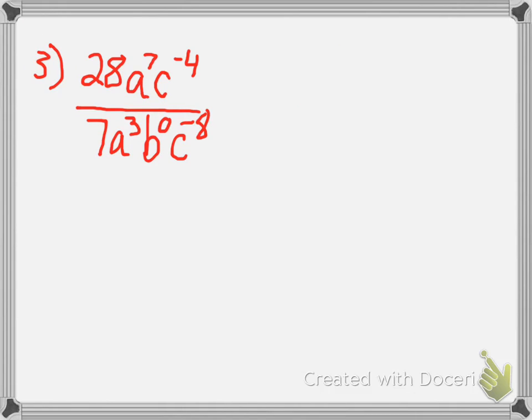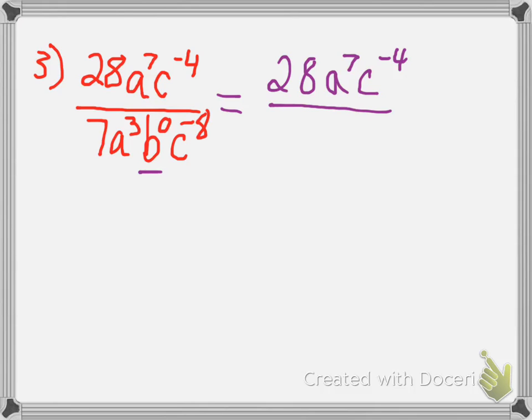This last one, the first thing you want to look for is, do you have any 0 exponents? If you look at the b, it is 0. If you remember, anything to the 0 power is 1. So on the top I have 28, a to the 7th, c to the negative 4th, over, I have 7. 7 times 1 is 7, a to the 3rd, c to the negative 8th.